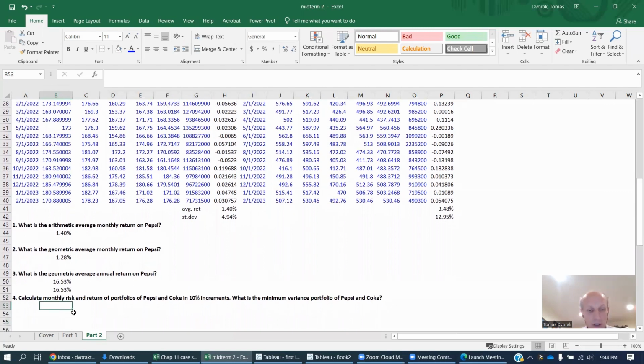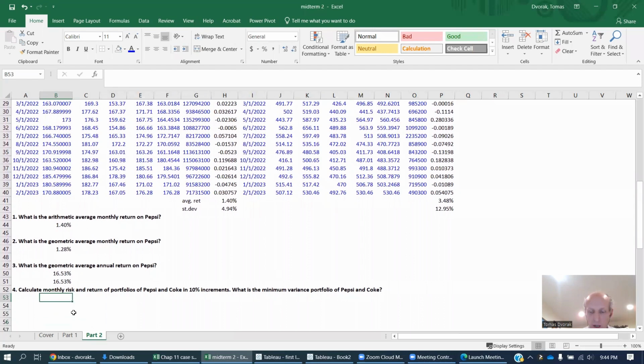Calculate monthly risk and return of portfolios in 10% increments. Let's do that. So this is going to require some setup. We're going to need the covariance between those two returns. So let's calculate that.